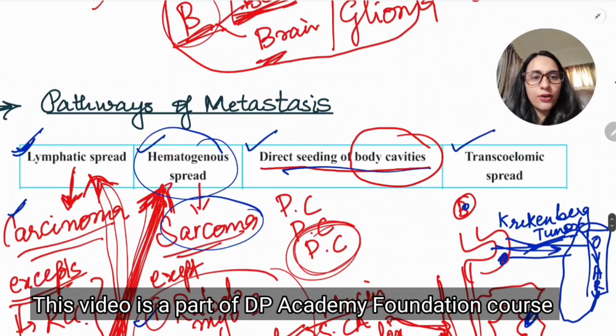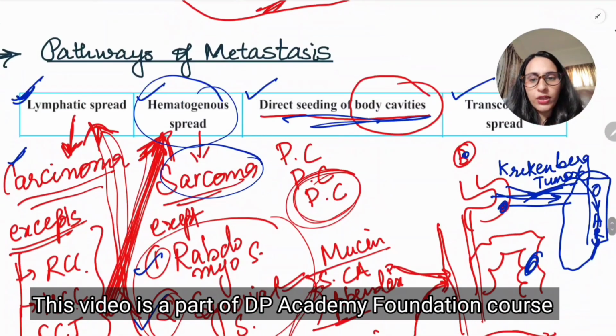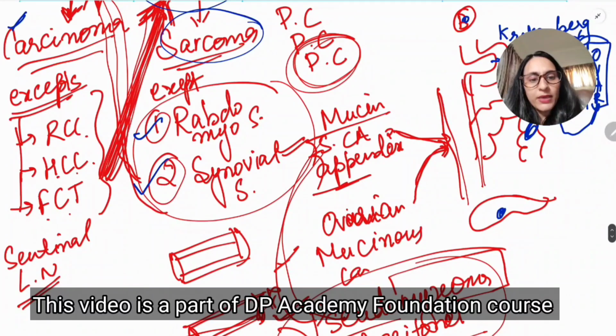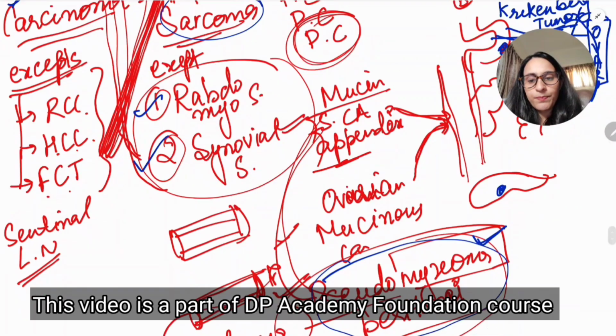We have also studied direct seeding of the body cavities. That means the cancer is somewhere else and it is going and sitting into the body cavity. And we have studied 2 examples of the peritoneal cavity. One is pseudomyxoma peritonei, in which there is a mucin secreting carcinoma of appendix most commonly, or there can be ovarian mucinous carcinoma that can cause the pseudomyxoma peritonei. So basically they are going and sitting into the peritoneum.